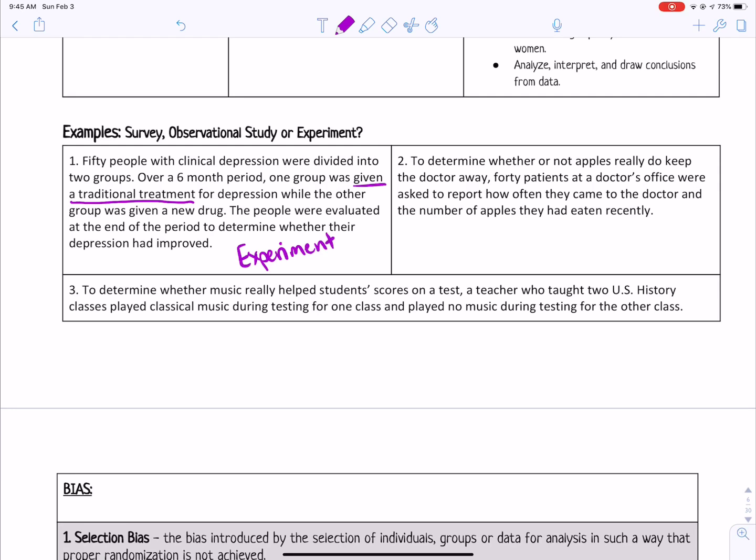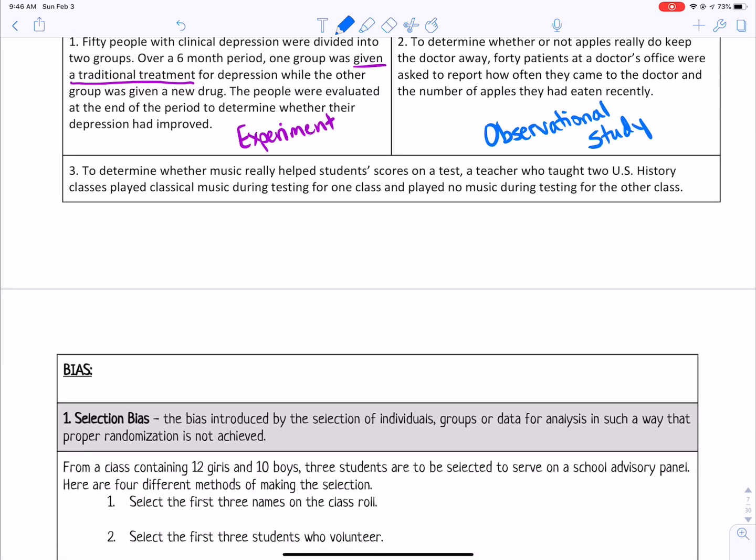The second one says to determine whether or not apples really do keep the doctor away. 40 patients at a doctor's office were asked to report how often they came to the doctor and the number of apples they had eaten recently. So that would be an observational study because they were not asked to do anything other than what they had already done, and then they were going to just draw conclusions from that. So the people had already eaten the apples and already gone to the doctor. There was no treatment imposed.